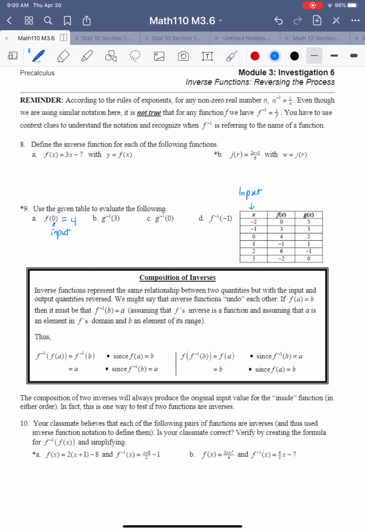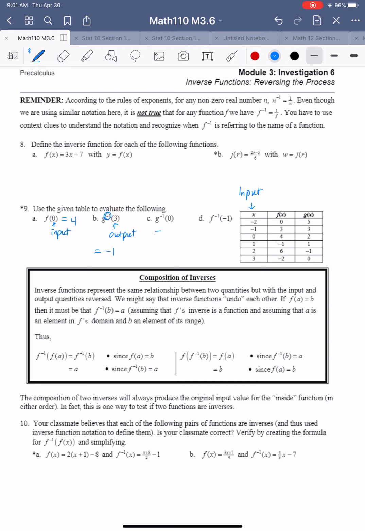Now, do you see the notation here is inverse, right? This is an inverse notation, right? Which means, now be careful, this is actually the output. So you're looking for the input for the g function. So you need to find the 3 from the output. This is the output for the f. So 3, so what's the input? Input is always just x by itself. So it's negative 1. So negative 1 is the input.